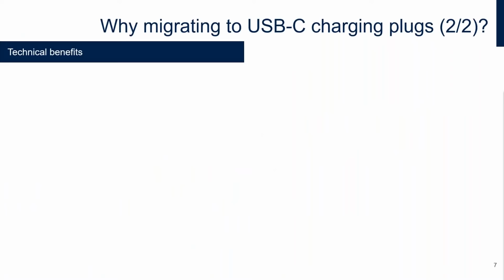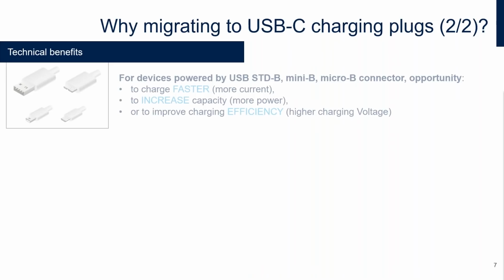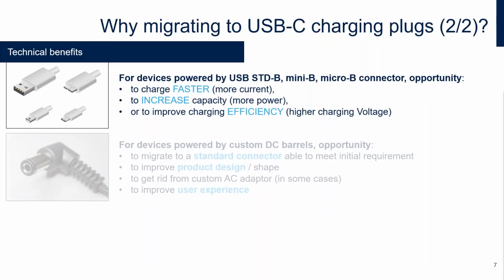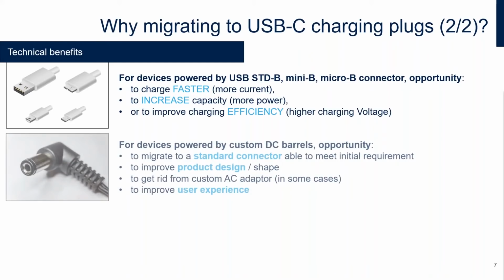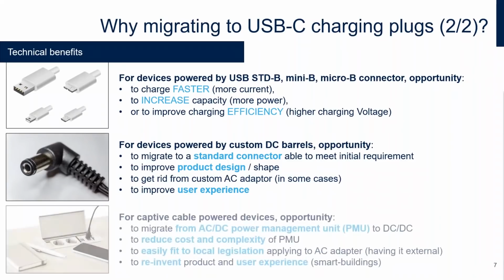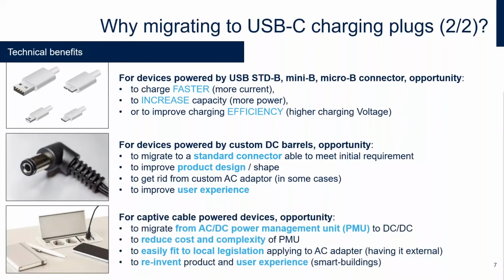On technical sides, there are also many motivations for designers. For existing micro-B devices, getting more current or more power allows to charge faster or to increase the battery capacity and to gain in efficiency. For custom power plugs applications, adopting a standard connector improves the product design and the user experience. For AC-powered devices with captive cable, there is also an opportunity to move from an AC-DC conversion to a more effective DC-DC power management unit.